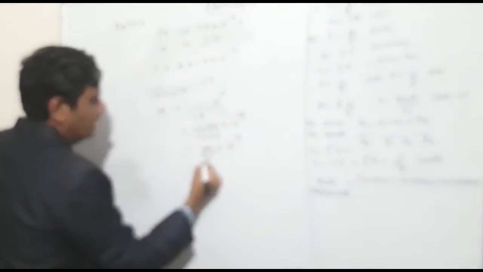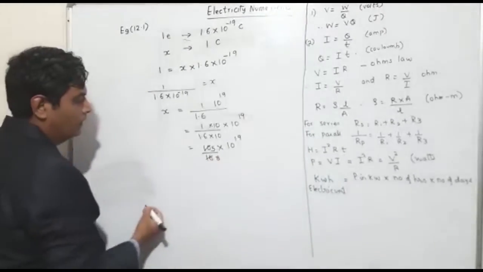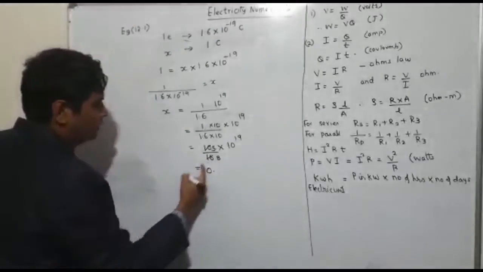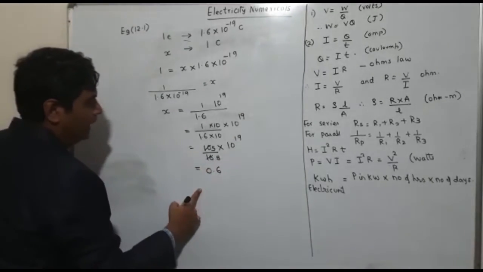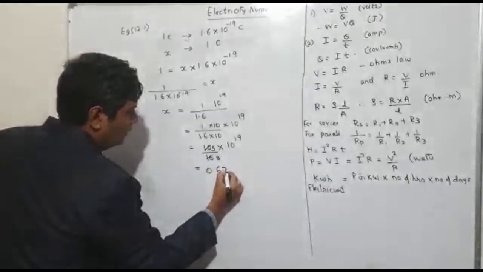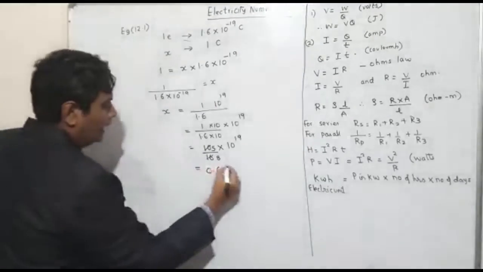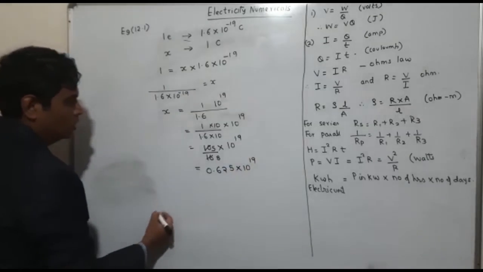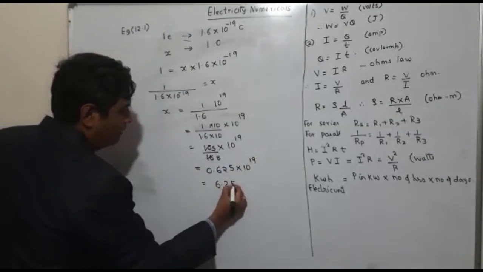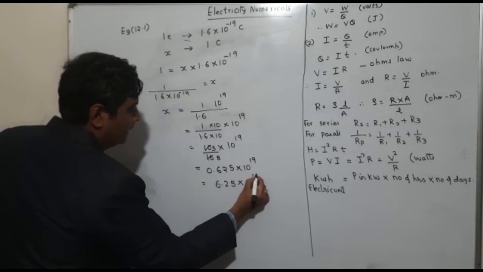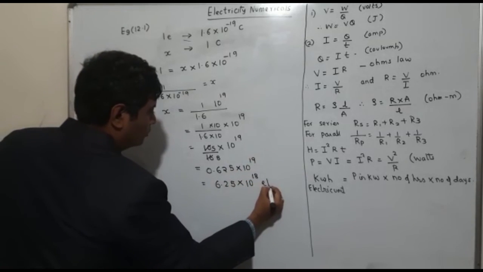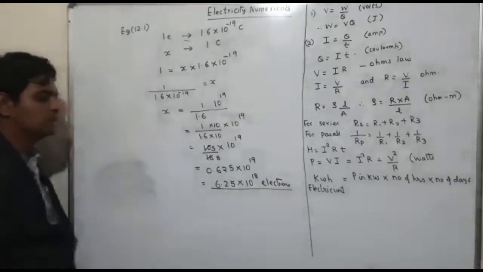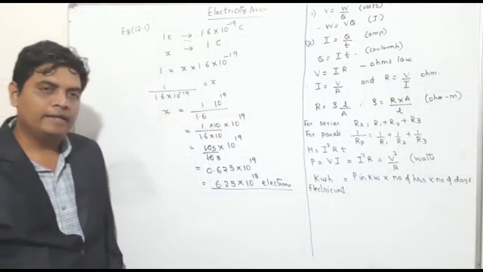Dividing, this becomes 0.625 into 10 raised to 19. So this becomes 6.25 into 10 raised to 18 electrons. So how many electrons are there in 1 coulomb charge? 6.25 into 10 raised to 18.